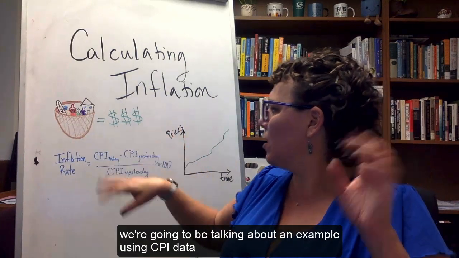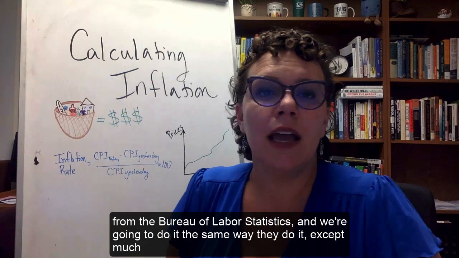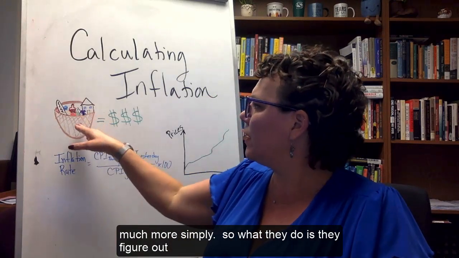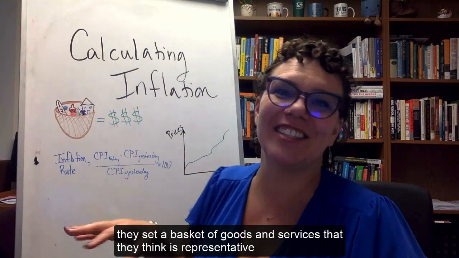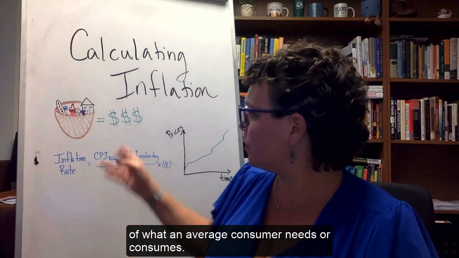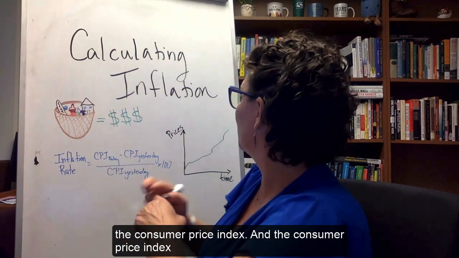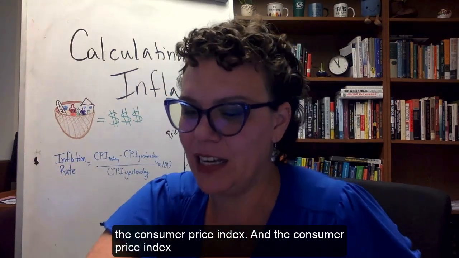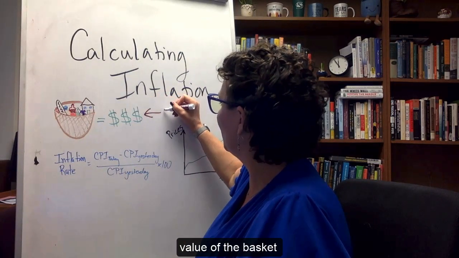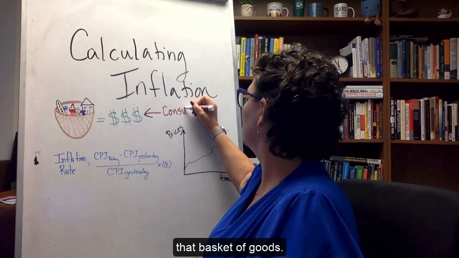In this case, we're going to be talking about an example using CPI data from the Bureau of Labor Statistics, and we're going to do it the same way they do it, except much, much more simply. What they do is set a basket of goods and services that they think is representative of what an average consumer needs or consumes. They calculate the value of that basket, and that basket forms the consumer price index. The consumer price index is a measure of the changing value of that basket of goods.